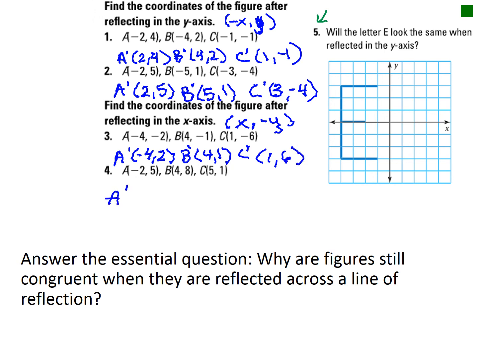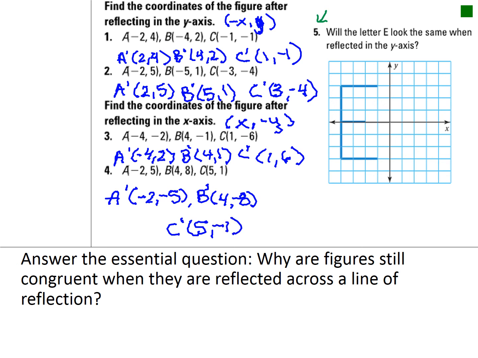Number 4, A's image is the opposite of negative 2. Sorry, oh, we're reflecting on the y. Negative 2 stays the same. Opposite of positive 5 is negative 5. B's image, 4 stays the same. Opposite of positive 8 is negative 8. And C's image, don't forget the apostrophes, is 5 stays the same. The opposite of 1 is negative 1.